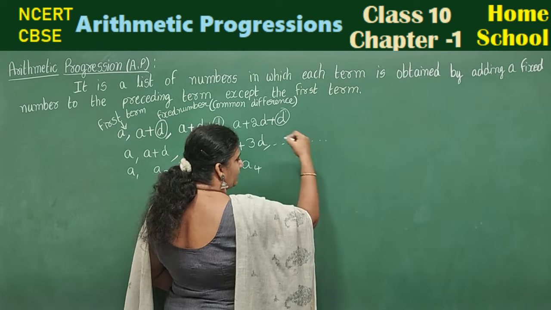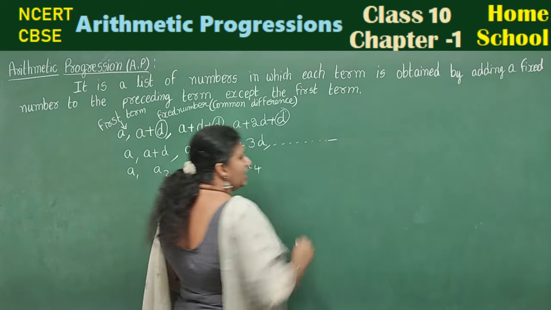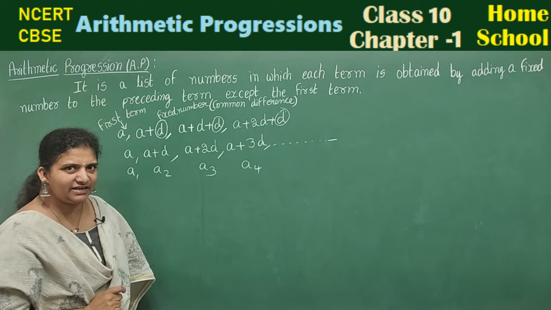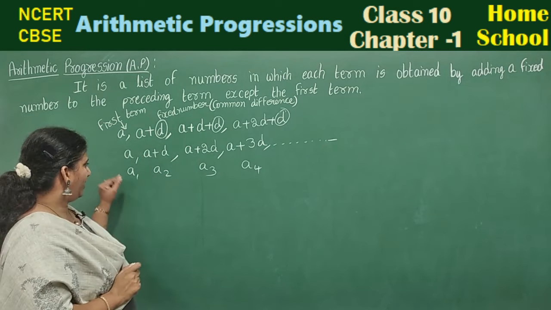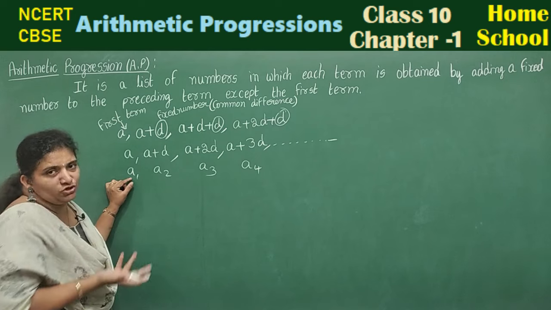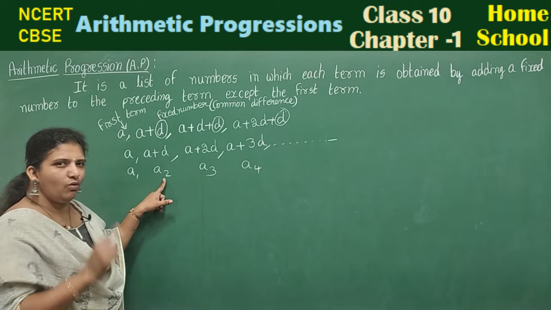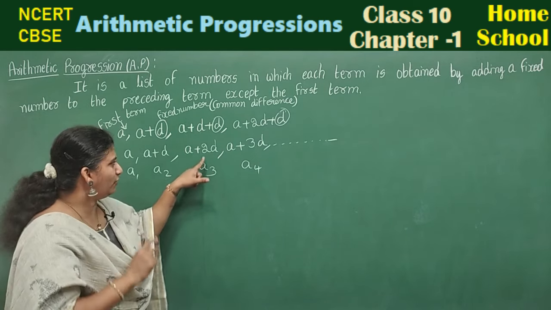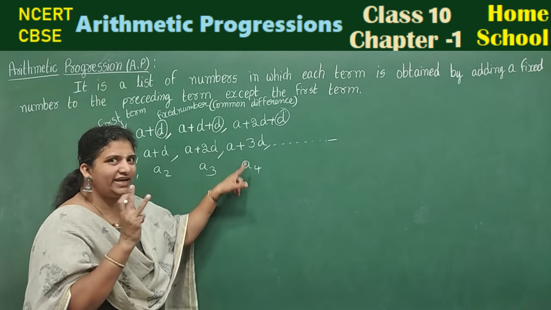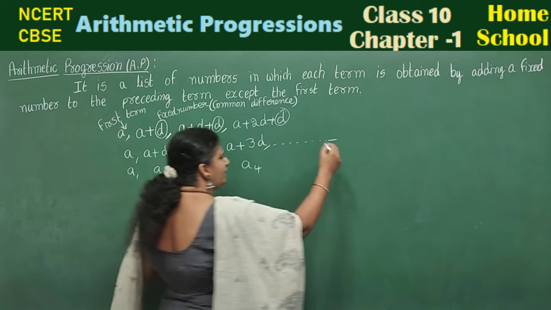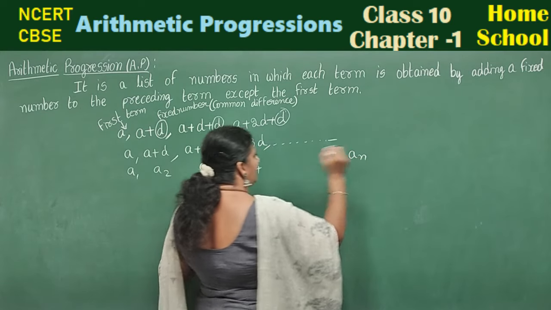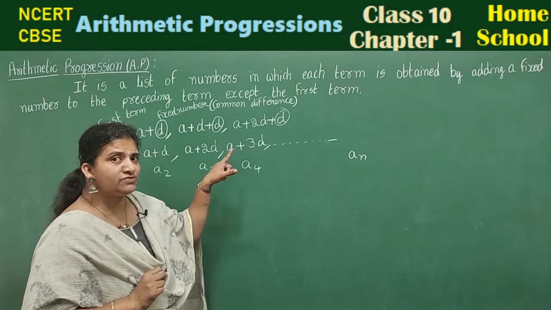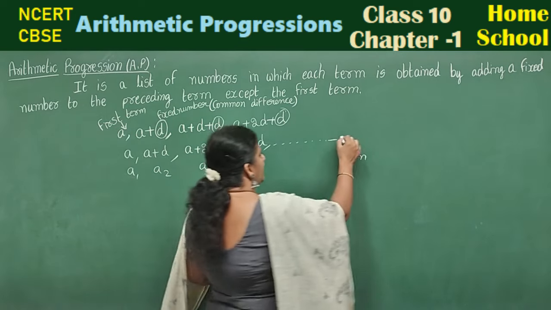A plus 4d, A plus 5d, so on up to the last term. What will it be? Can you guess it? Yes, we can guess. Look here. A1, there is no d. A2, 1d there. A3, 2d you have. A4, 3d you have. Suppose if I see the last term, maybe an, then what will it be? Every term is followed with the first term.